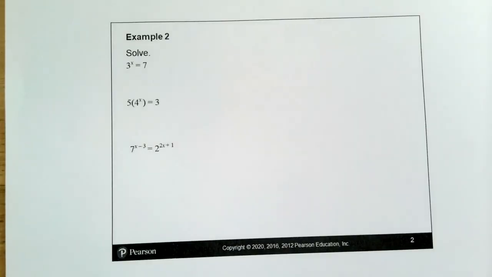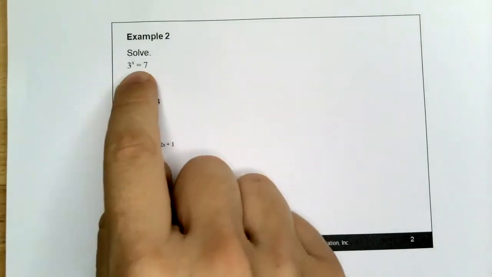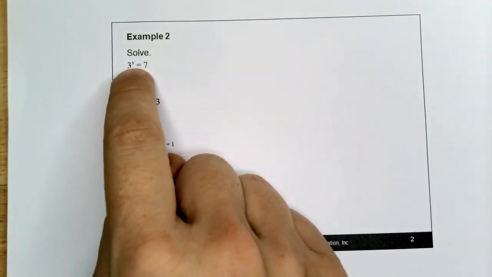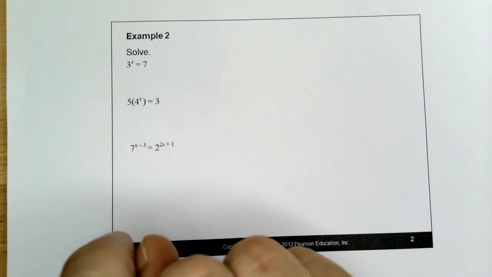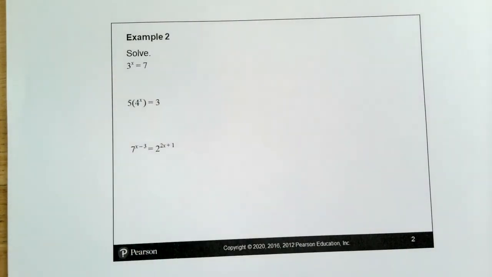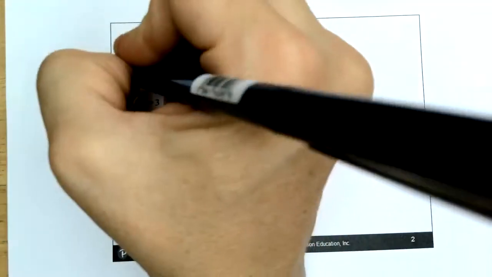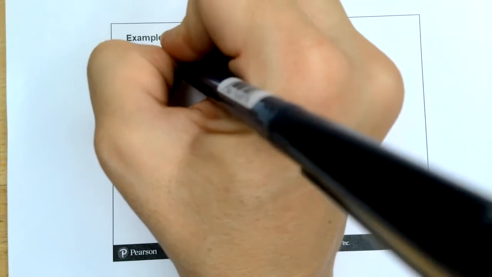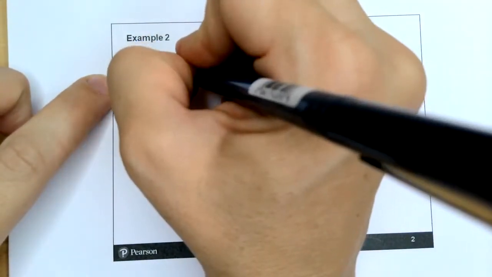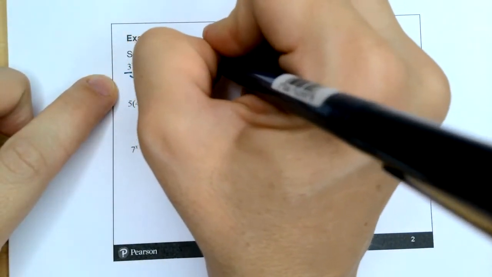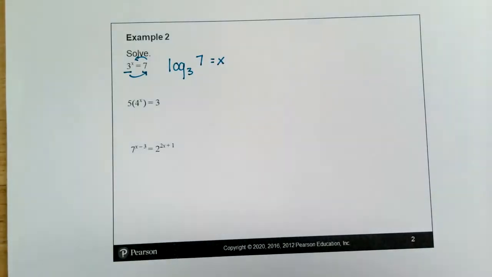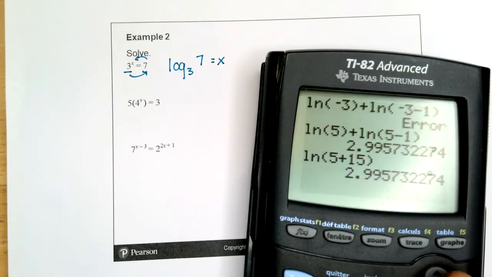All right, for these last 3 examples, we have x in the exponent, the variable in the exponent, so we need to convert them to a logarithmic expression in order to solve them, okay? So we remember we start with the base and we go in a circle. So here we have log base 3 of 7 equals x. Good. Now you just put that into your calculator.